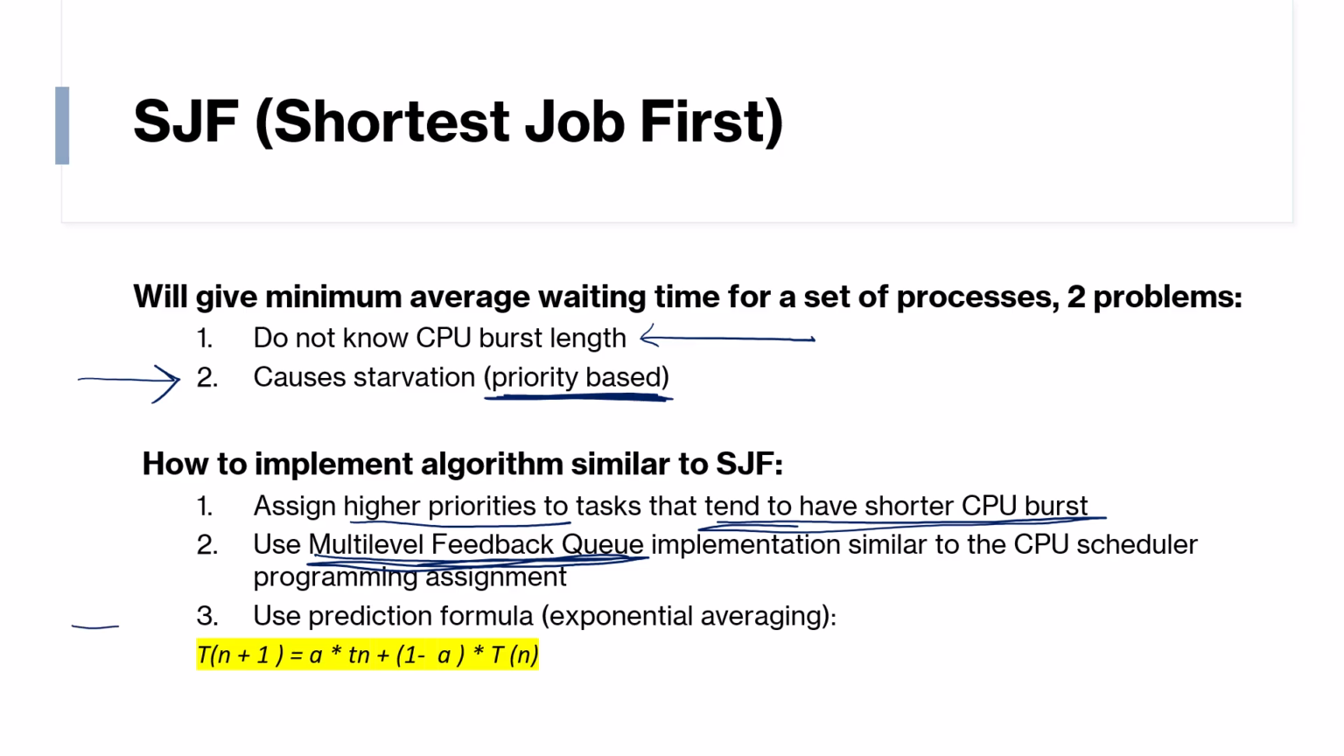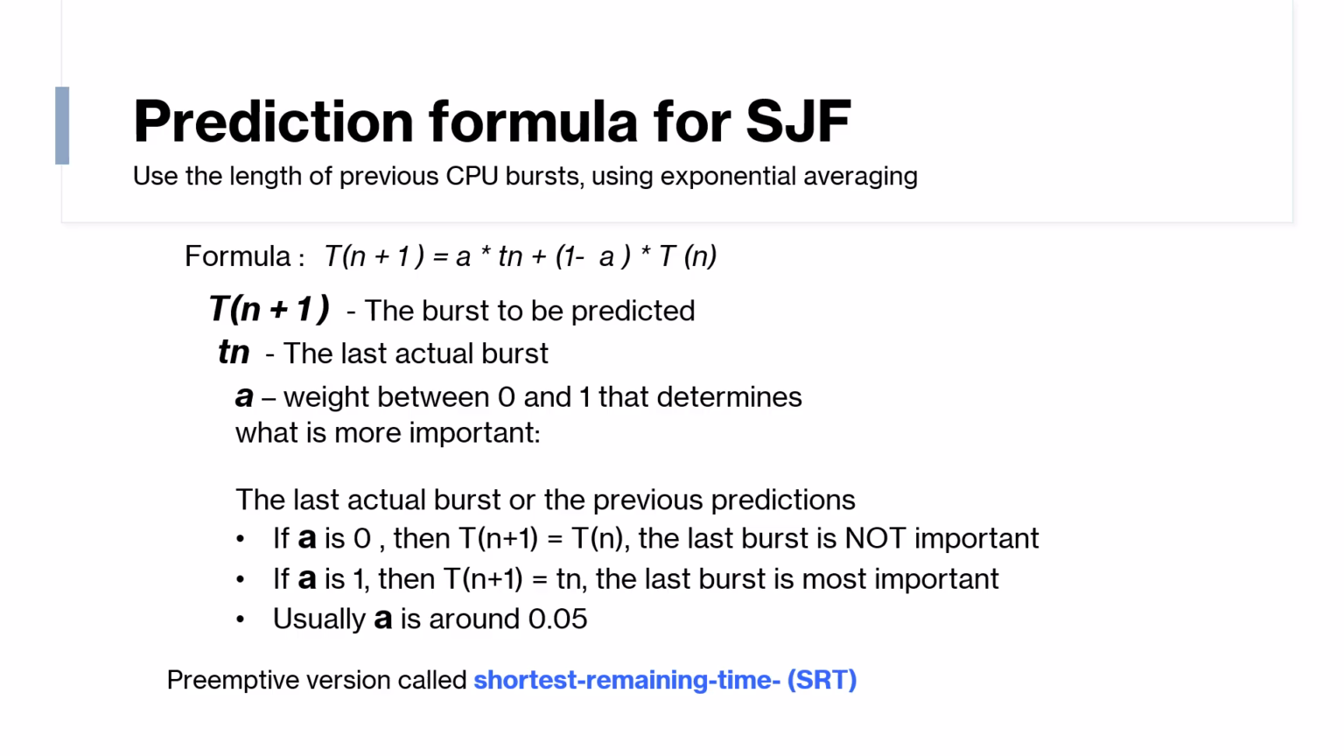The third technique is to use the prediction formula to predict the next CPU burst based on the previous CPU burst. So let's just go through this exercise of how the prediction formula works. All right, so here is the prediction formula. Let's break down the pieces of the prediction formula. So the first piece here is your burst that you're going to be predicting. This is the actual burst that just happened.